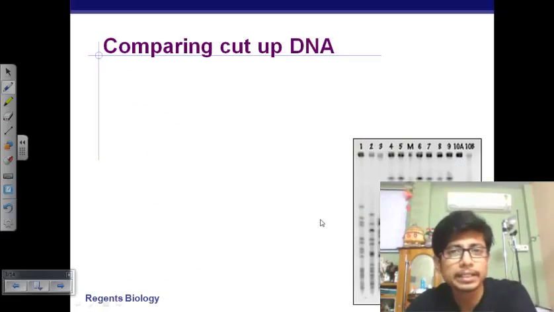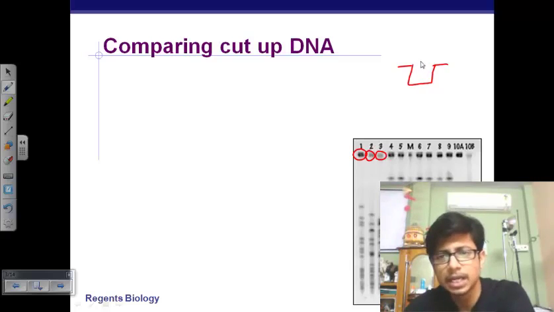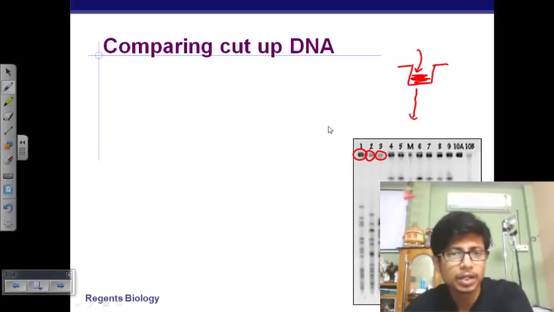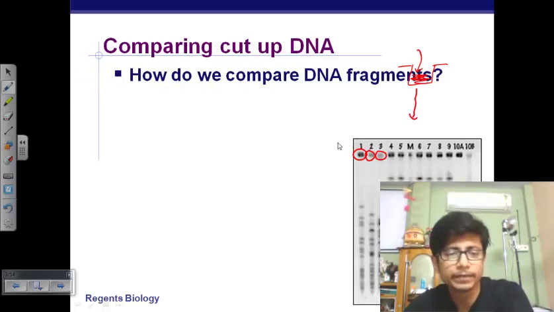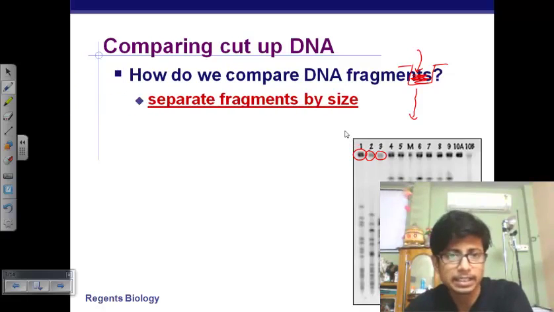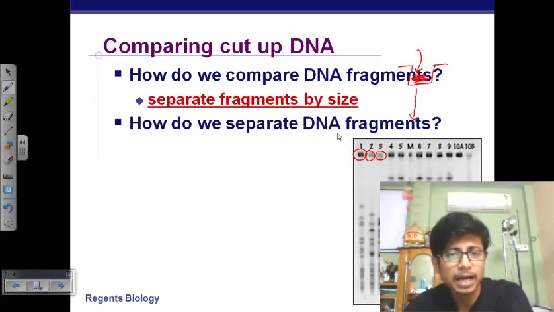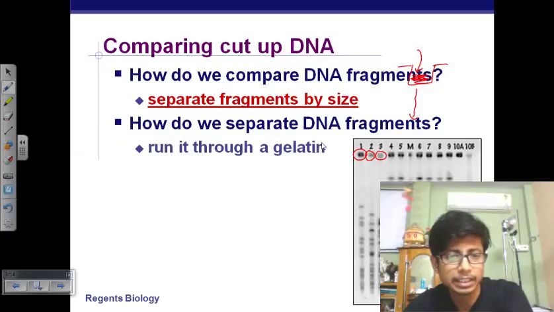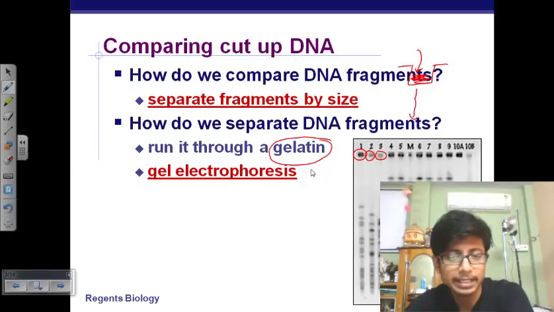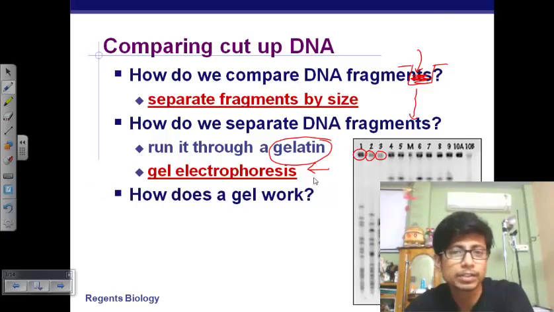So how can we compare the cleaved DNA? As you can see here, there are different grooves, loading regions, or loading wells. We load those DNA segments here, and then we run this. How do we compare DNA fragments? DNA fragments are separated by size. How do we separate them? Using gel electrophoresis, using a gelatinous medium. The gelatinous medium that we use in this case is agarose.